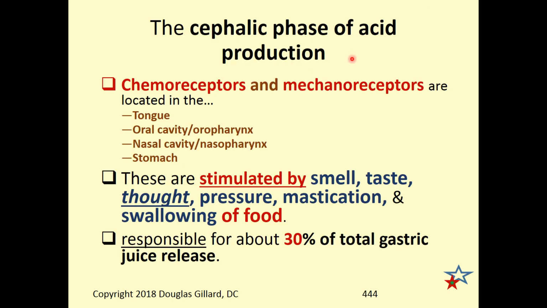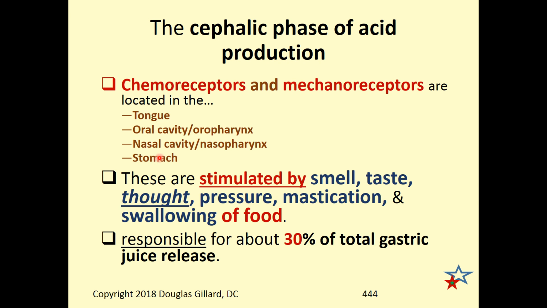Cephalic phase of acid production. So there's chemoreceptors and mechanoreceptors, there's stretch receptors located in the mouth and nose, specifically the oral cavity, oropharynx, nasal cavity, nasopharynx, and in the tongue and in the stomach, of course. That doesn't have anything to do, it shouldn't really have that there yet.